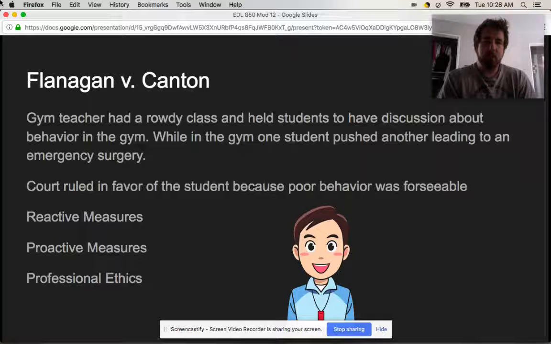This is another one where I think it would be important just to mention to teachers that you should always be monitoring your students when you can. Don't pull one student and then have the rest of your class somewhere else. That kind of goes towards professional ethics as well: again, keep supervision of your students as best as you can.